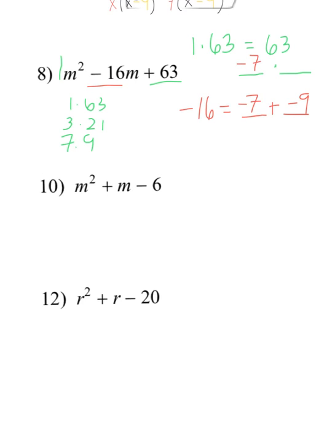Negative 7 times negative 9. That would work, because a negative times a negative is a positive, and negative 7 plus negative 9 is negative 16. So that would work. So we're going to rewrite the trinomial, but instead of negative 16m, we're going to put negative 7m and negative 9m.